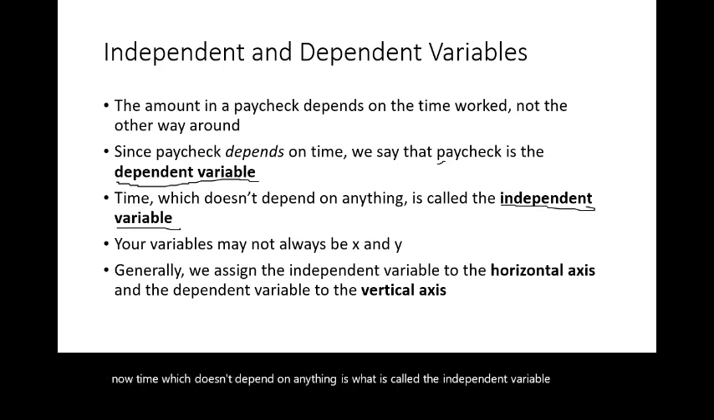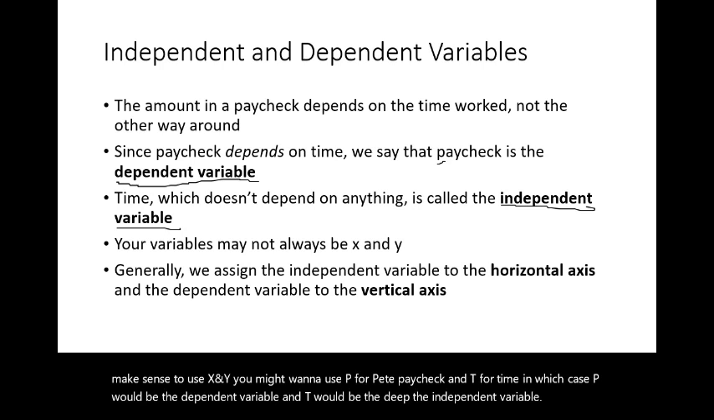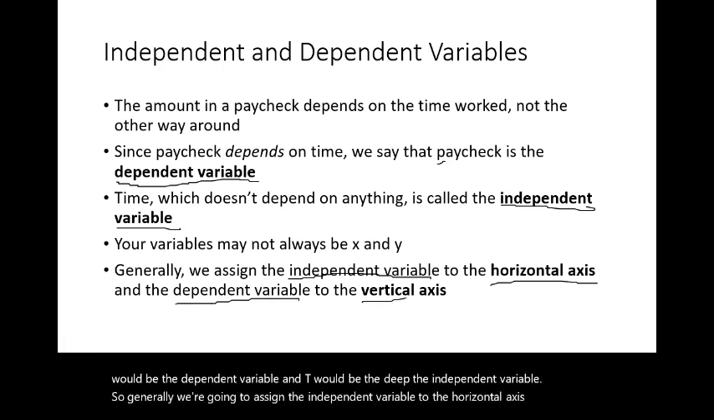Each of these relations is going to have an independent variable and a dependent variable. They may not always be x and y. Generally, x is the independent variable and y is the dependent variable. However, if you have some sort of real-life context, like paycheck and time, it may not make sense to use x and y. You might want to use p for paycheck and t for time, in which case p would be the dependent variable and t would be the independent variable. Generally, we are going to assign the independent variable to the horizontal axis, and the dependent variable is going to go on the vertical axis.